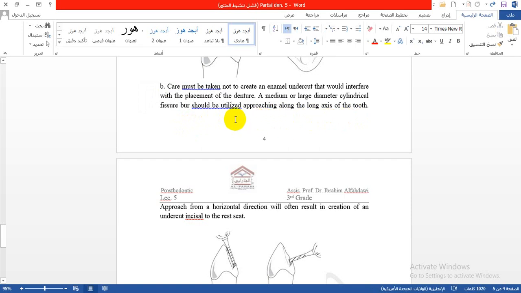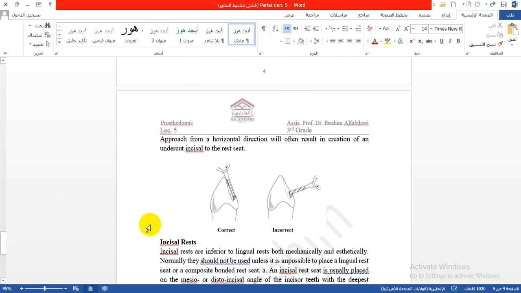يعني هنا راح نستخدم cylindrical fissure bur. cylindrical fissure bur يعني يكون عندي rounded ومستقيم حتى أحصل على أقدر أحضر بالسنجلة مثل ما تشوفون هنا بالصورة الجوا. هذا هو الفشار بير ويكون عندي rounded الرسم. Approach from horizontal direction will often result in creation of an undercut incisal to the rest set.